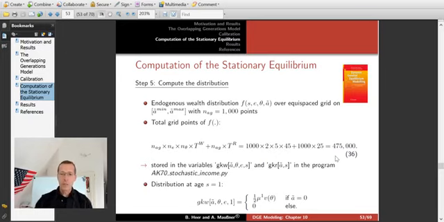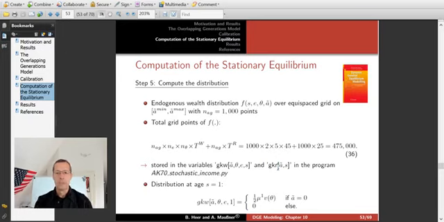Remember that the policy function was only computed for a grid over individual wealth of 500 points, so we just have to divide this number by 2 to get the number of policy functions that we had to compute in the value function iteration in step 4. Now in the programs, this is stored in an array. We called it GKW or GKR for the worker and the retired person respectively.